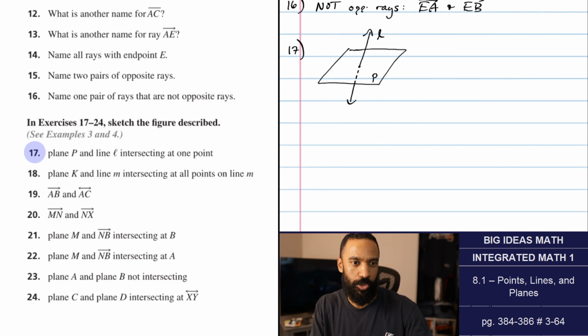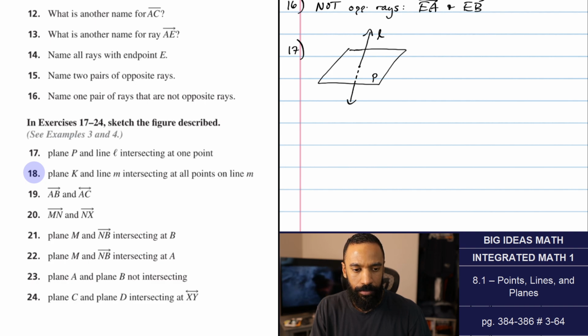We have a lot of things we have to draw, though, here. Number 18. Plane K and line M intersecting at all points on line M. Did they mean on all points on plane K? Intersecting at all points on line M.